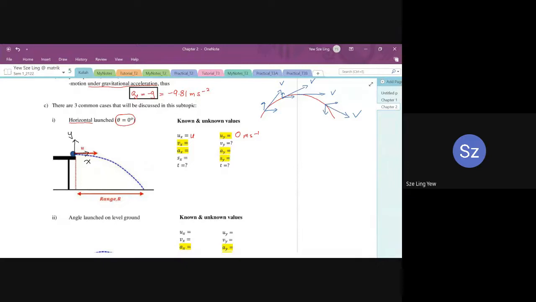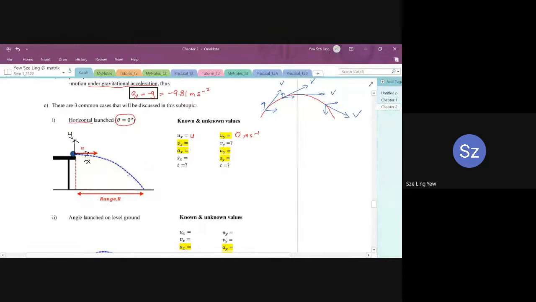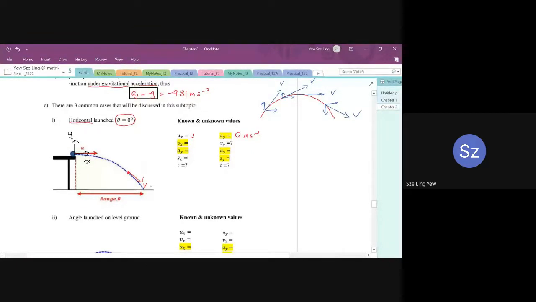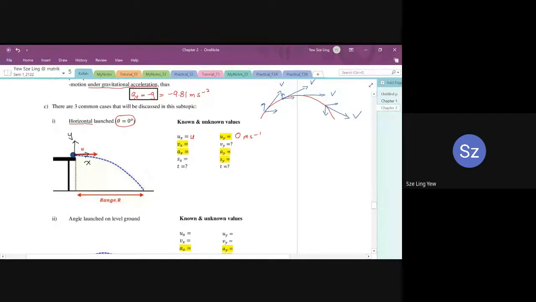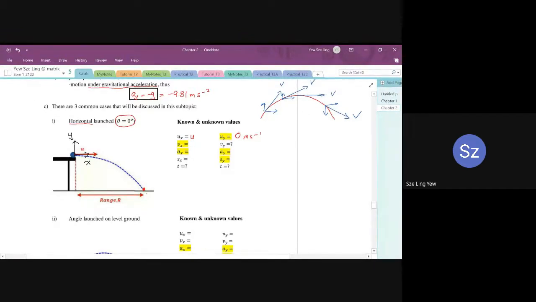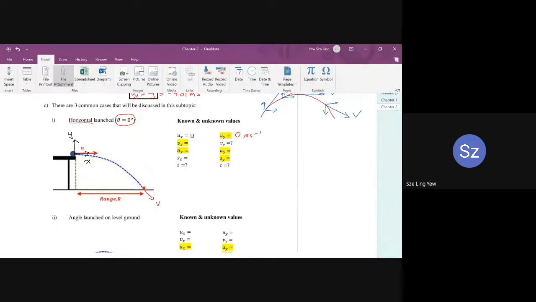Now, how about Vx? For example, if the question asks you to calculate V here, let's say your V is here. So this V has an angle. This V is moving with an angle.